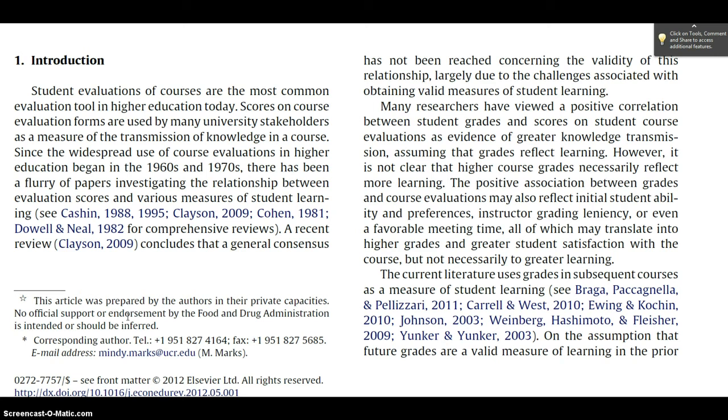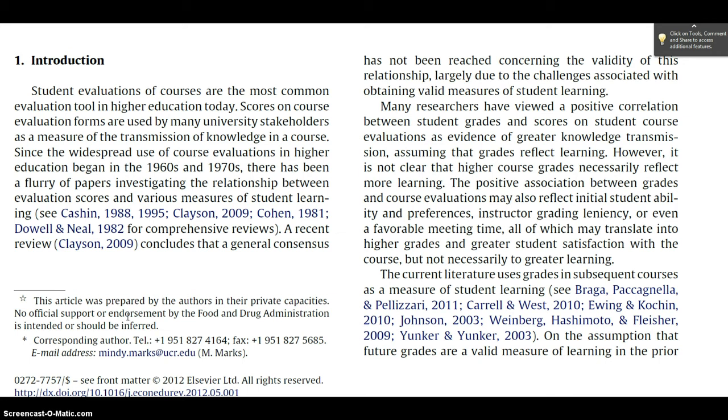So course evaluations are used by a lot of different people in higher learning. It's not just one unit or one segment. So we know course evaluations are used by faculty, they're used by department chairs, they're used by higher up administrators, and it just kind of goes on from there. Then in the next sentence, you'll notice that we start getting citations of literature. So since the widespread use of course evaluations in higher education began in the 60s and the 70s, there's been a flurry of papers investigating the relationship between evaluation scores and various measures of student learning. So then we get all of these citations in the parentheses, and this is important because it establishes credibility for the authors, right? It shows that they've already done some preliminary research, they know what's out there, and they know what the prior studies have focused on.